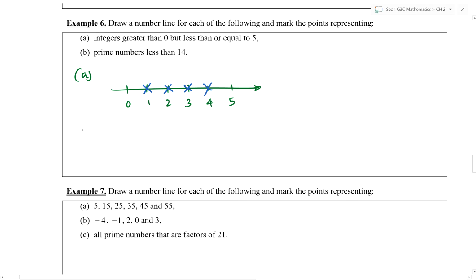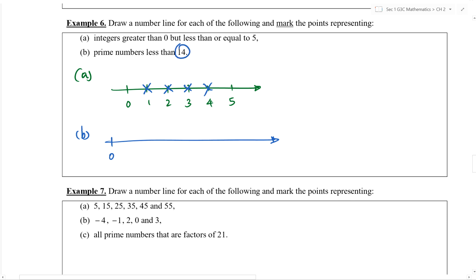Okay, part B now. Prime numbers less than 14. Can you remind me again what's the smallest prime number? What is the smallest prime number? 2, yes. What should I start with my number line then? Can I start with 0 for my number line? Can I? I can start with 0. What do you think is the largest number that I should put on the other end?